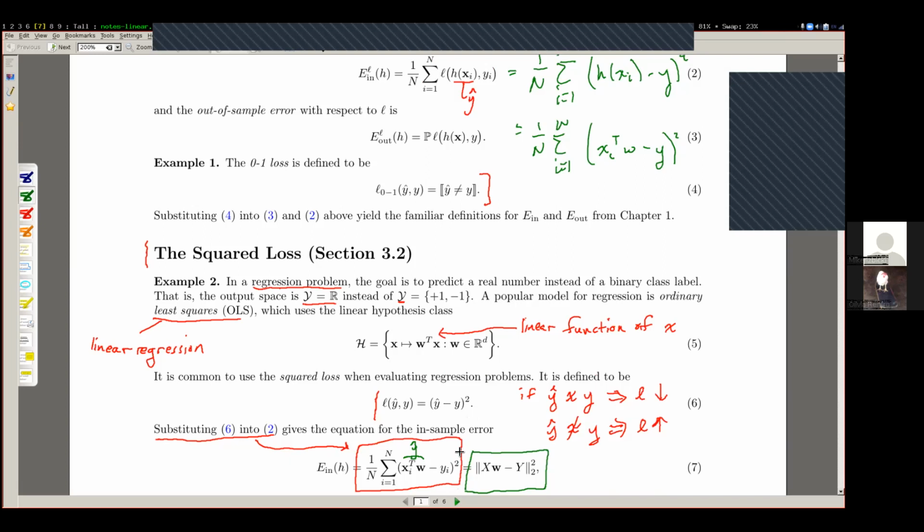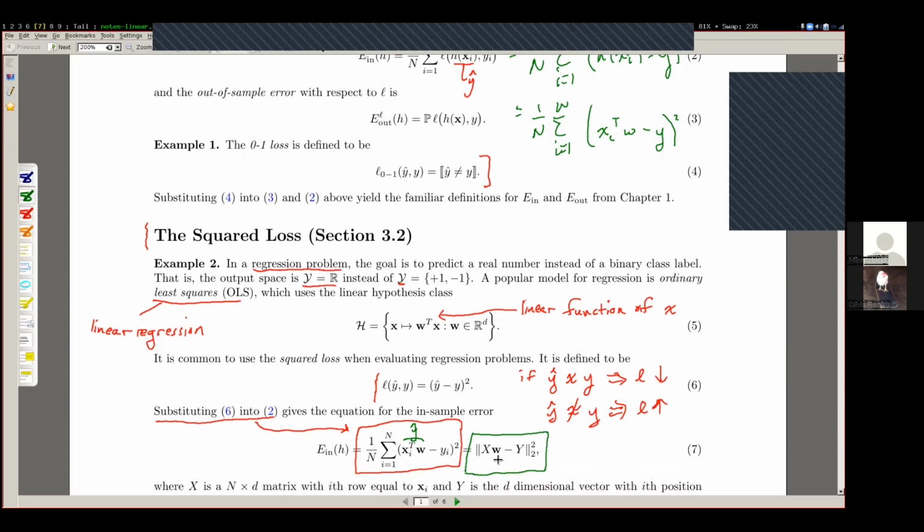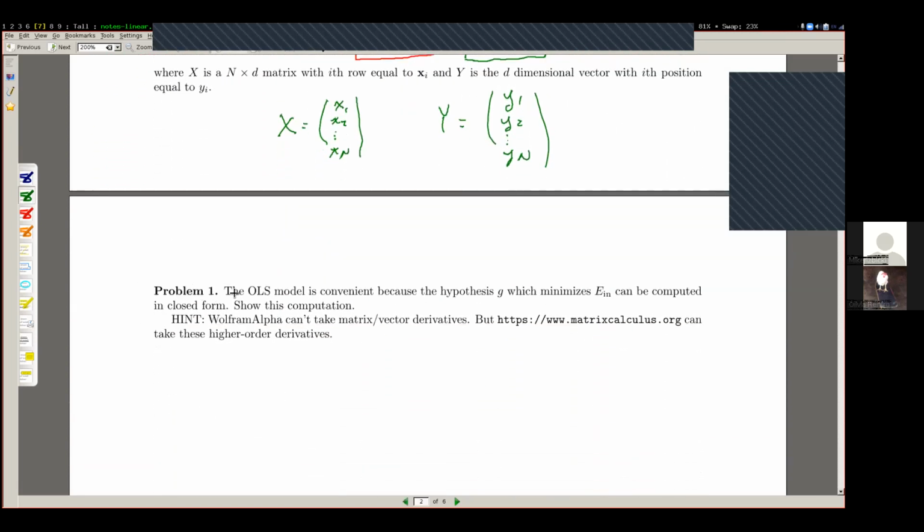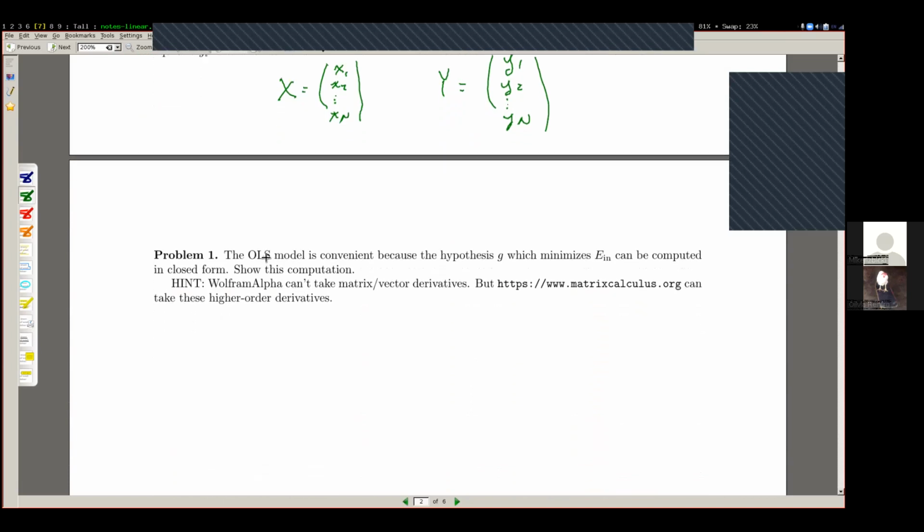Okay, so for our purposes at this point, the reason we care about this least squares loss and this ordinary least squares regression model is that this is a particularly nice in-sample error that is easy to compute a minimum for. And so the very first problem on the next page says the ordinary least squares model is convenient because the hypothesis g, which minimizes E sub n, can be computed in closed form. And so show this computation.